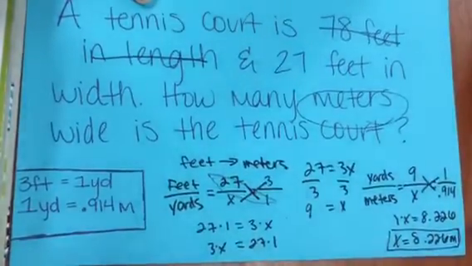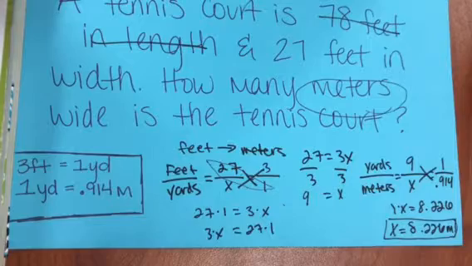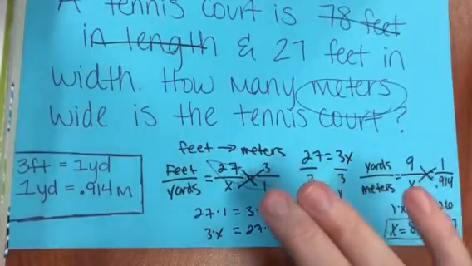So now you can all go tell Coach Payne a tennis court is 8.226 meters wide. Did you know that? You can round it up to 8.3. Coach Payne, it's 8.3 meters wide on your tennis courts. Just so you know, they've all figured it out. Go tell him.